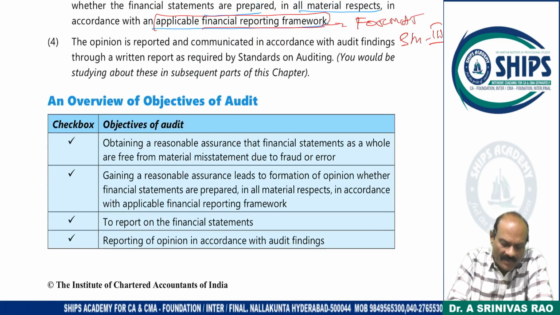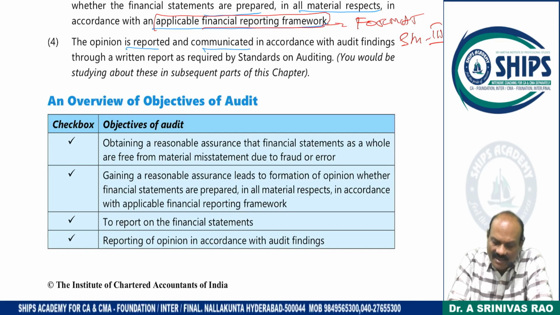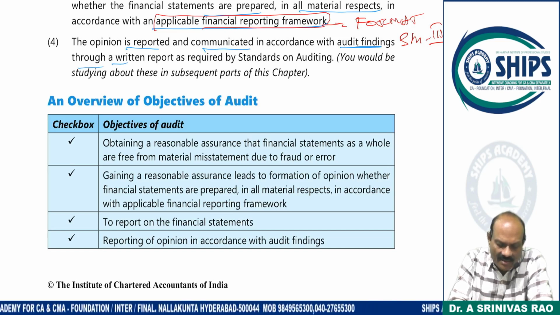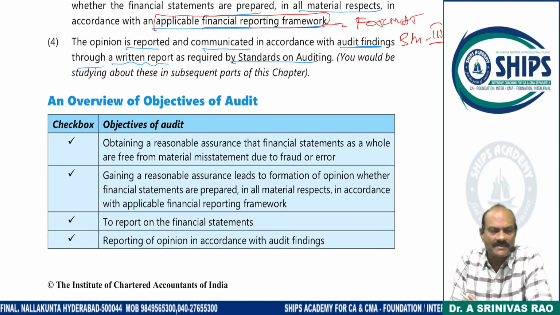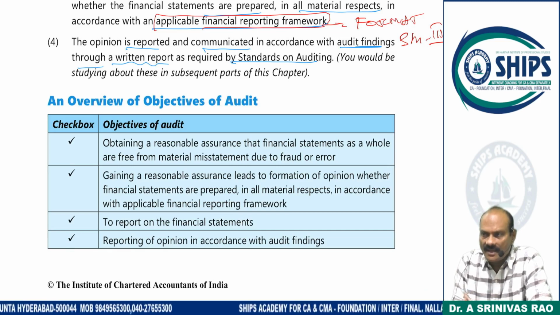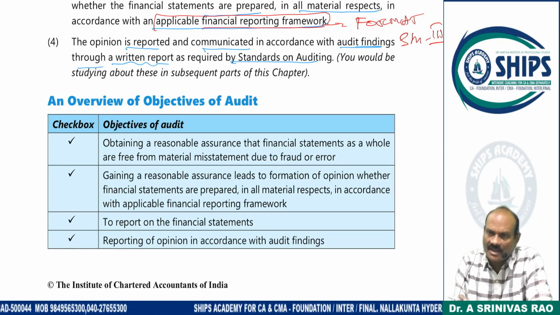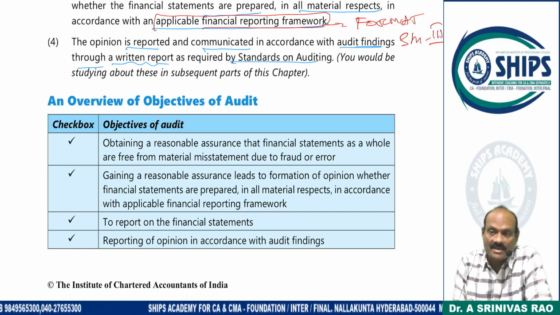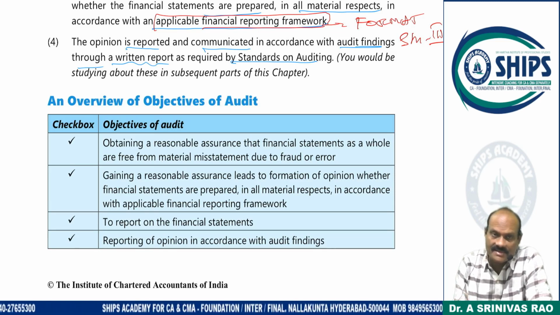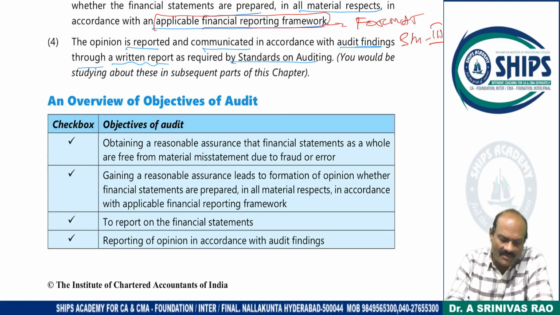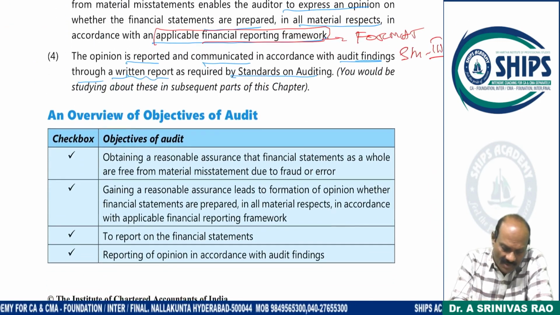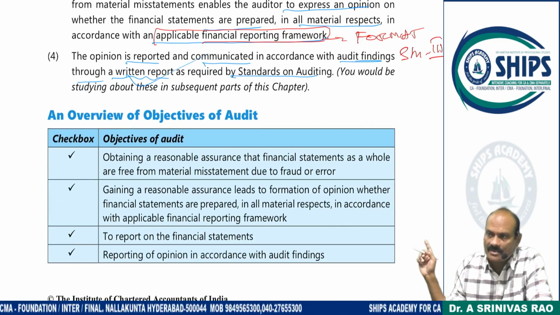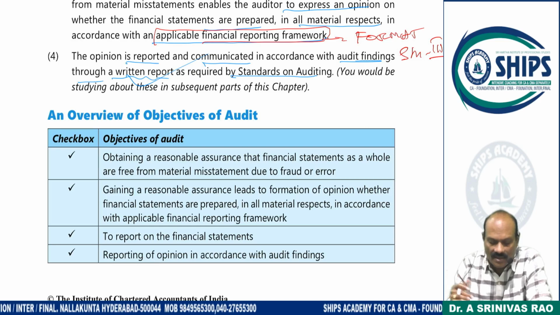The opinion is reported and communicated in accordance with the findings through a written report required by the standards on auditing, SA 700, which we are going to learn later. And remember the definition of auditing. It is a systematic and independent examination of the data, statements, records, information, financial or otherwise, of an entity. For any auditing situation, the auditor has to pursue and recognize propositions before him, collect the evidence, evaluate the same, and form the opinion, which is communicated through the audit report. So based on that evidence only, you have to draw the conclusion and communicate.